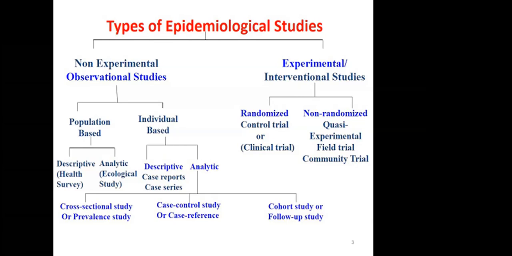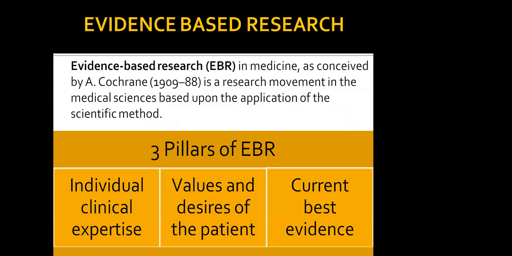The second type are the experimental studies. In the experimental studies, the investigators test the effect of an intervention on the events which take place in the studies. For example, we need to test the effect of certain homeopathic medicine in certain disease conditions. An experimental study may either be controlled or non-controlled, and again, the controlled experimental study may either be randomized or non-randomized. So this was a broad category.